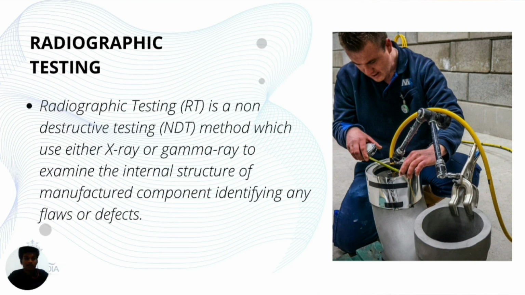In radiographic testing, rays like X-rays and gamma rays are used to examine the internal structure of manufactured components to identify defects or flaws.